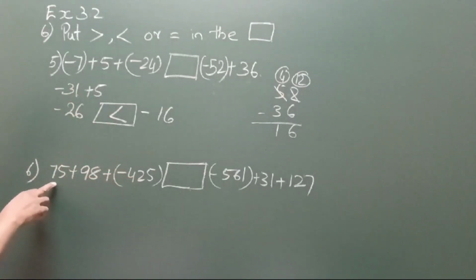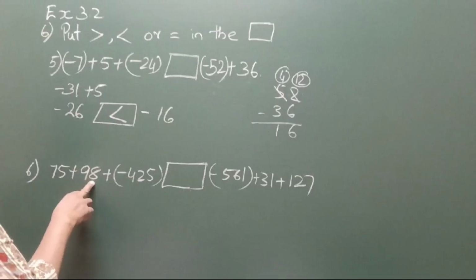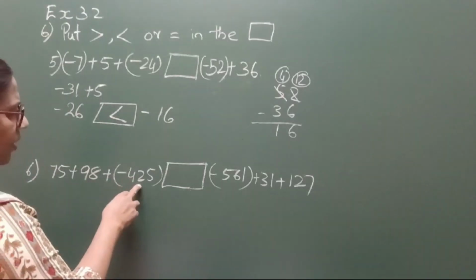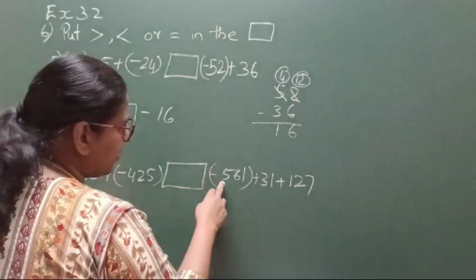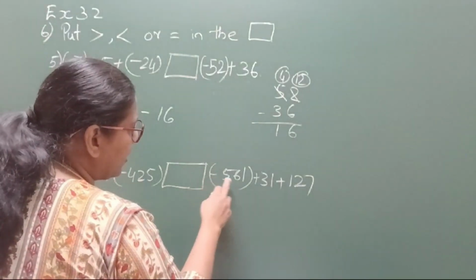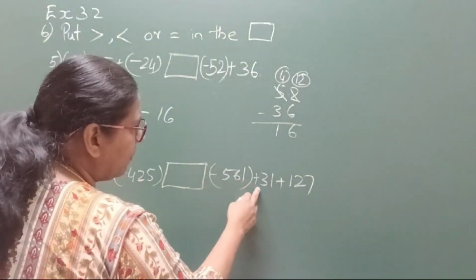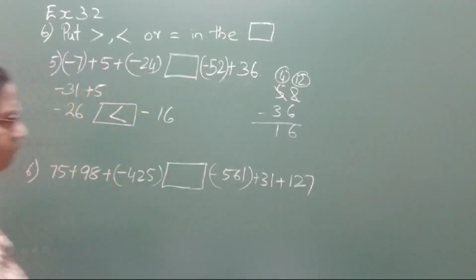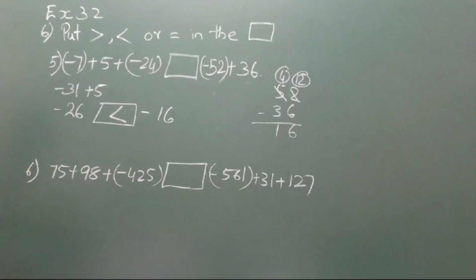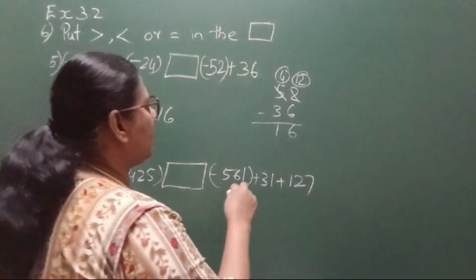Next one, 75 plus 98 plus minus 425. Here this side, the right side, minus 561 plus 31 plus 127. We'll do this first. 75 plus 98.